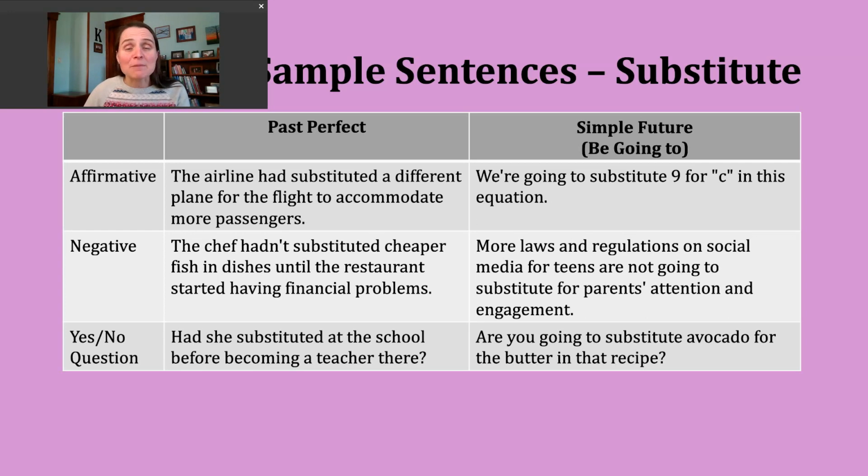Another example sentence, let's talk about making yes or no questions in the past perfect. To do this, I start with had, then I have my subject, and then the participle form. Here's the last past perfect example. Had she substituted at the school before becoming a teacher there?